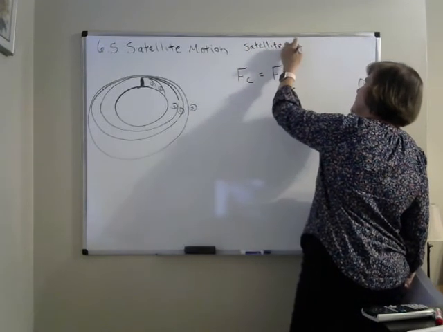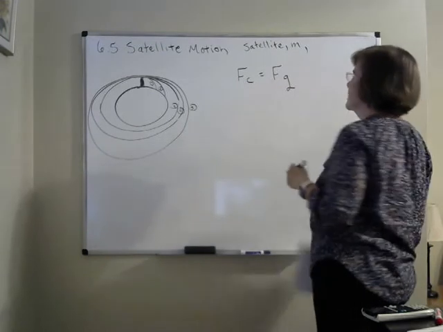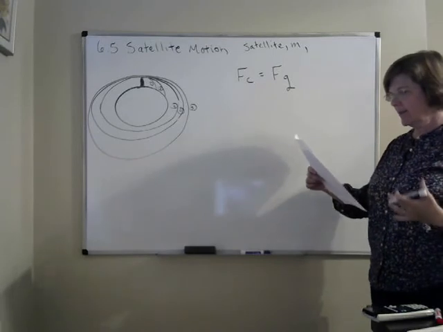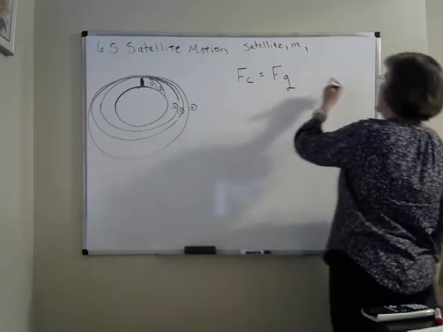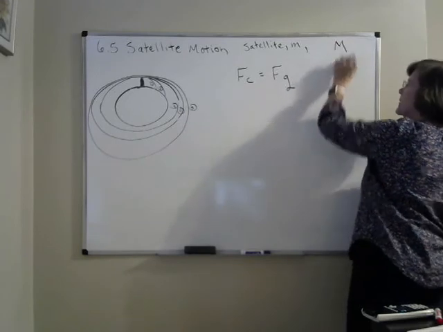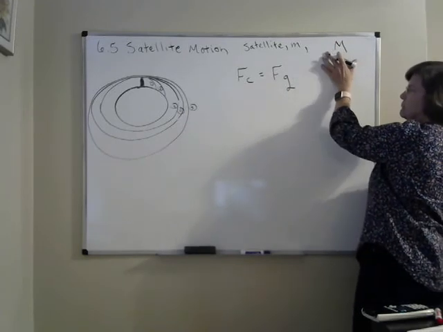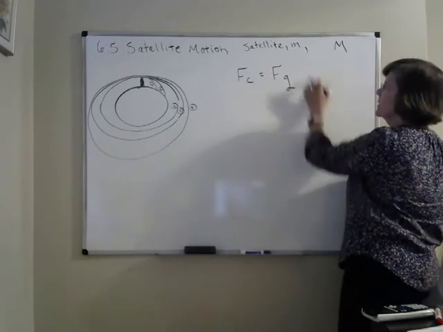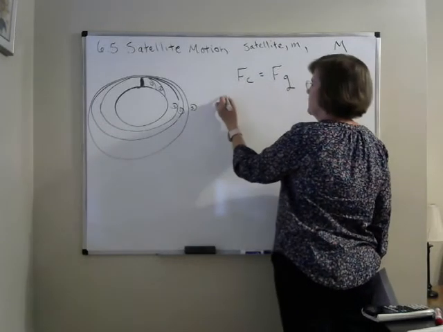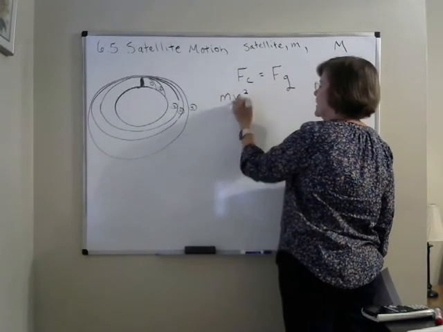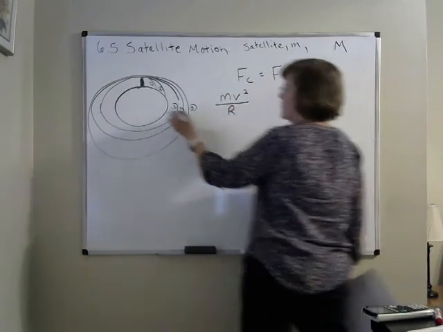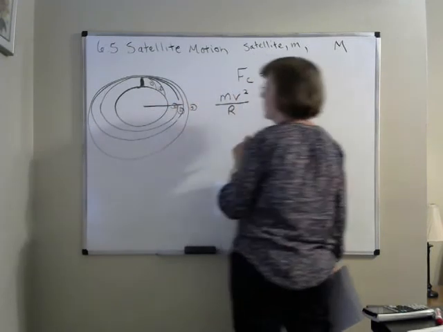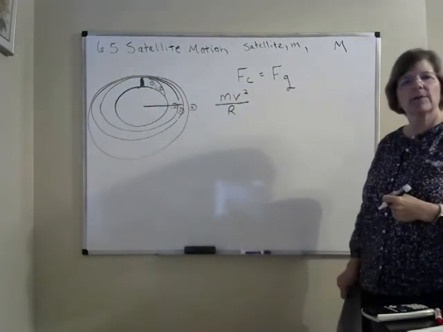Now, let's let our satellite have a mass of lowercase m, and the thing that it's orbiting could be a planet, it could be Earth, it can be anything we want. We'll call it big M. I don't know whether that's a planet or a moon, but it's something. How's this going to look? Well, the satellite's moving in a circle, so the centripetal force is mv squared over r. r is the orbital distance from the center of the planet to the orbit.